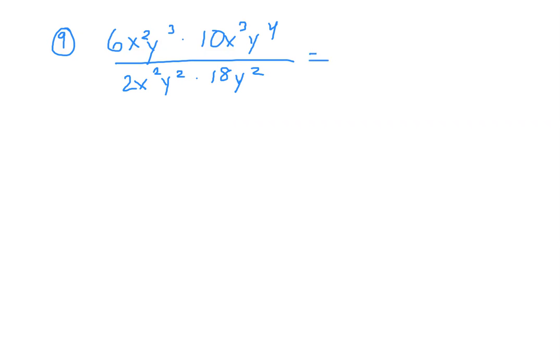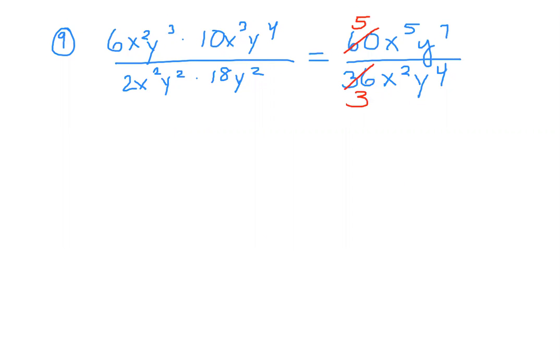So in the top, we're going to do 6 times 10 is 60. X squared times x cubed is x to the 5th. Y cubed times y to the 4th is y to the 7th. In the denominator, 18 times 2 is 36, x squared, y to the 4th. And then we can just go ahead and cancel things. What goes into 60 and 36? 12 goes into 60 5 times. 12 goes into 36 3 times.